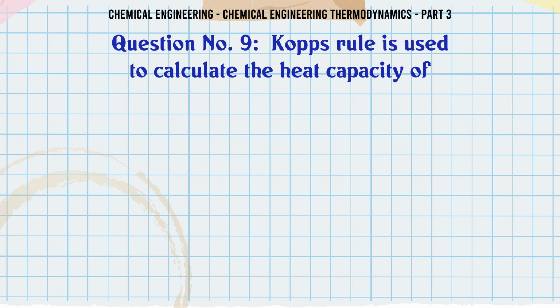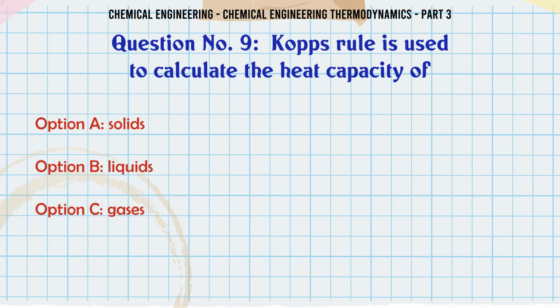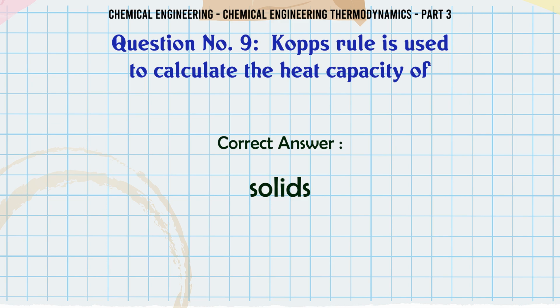Kopp's rule is used to calculate the heat capacity of: A. Solids. B. Liquids. C. Gases. D. All A, B, C. The correct answer is solids.